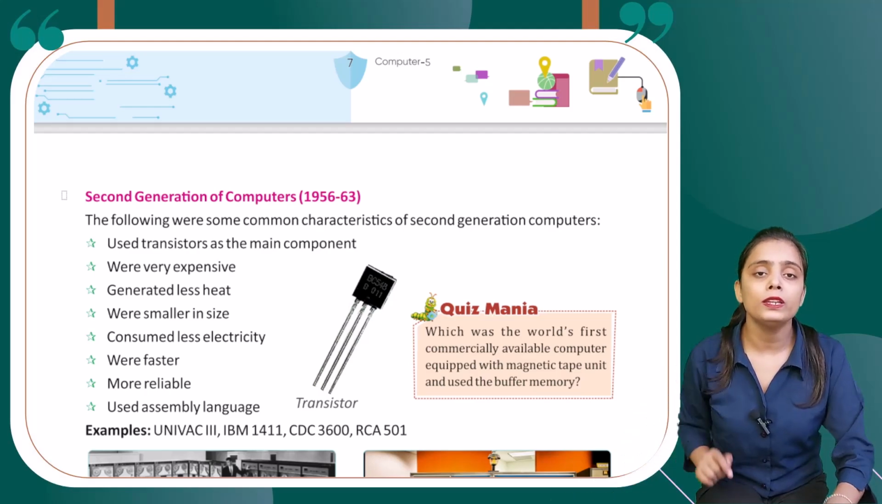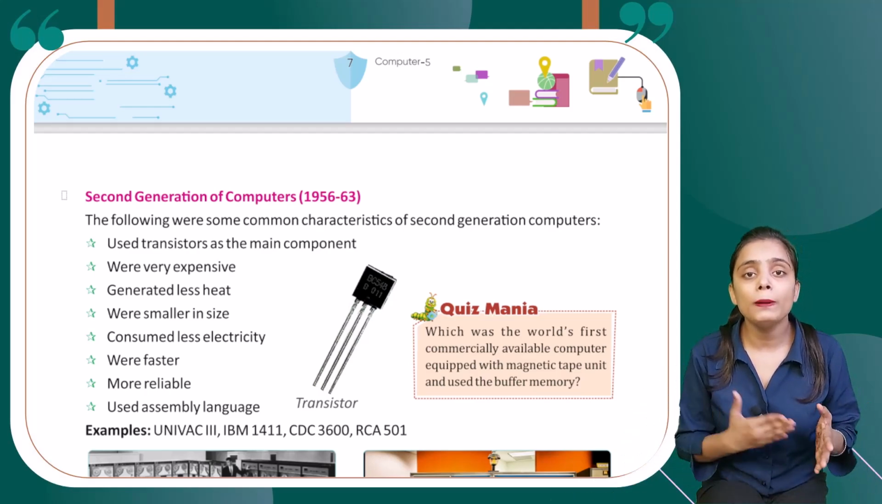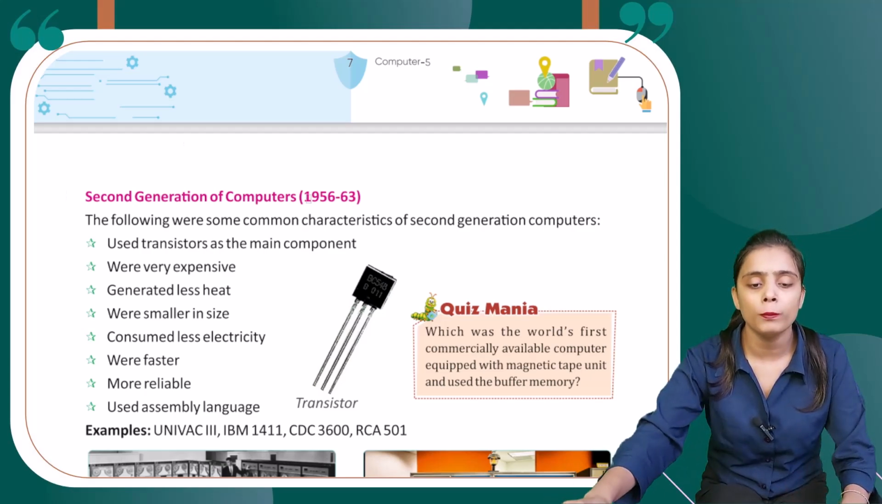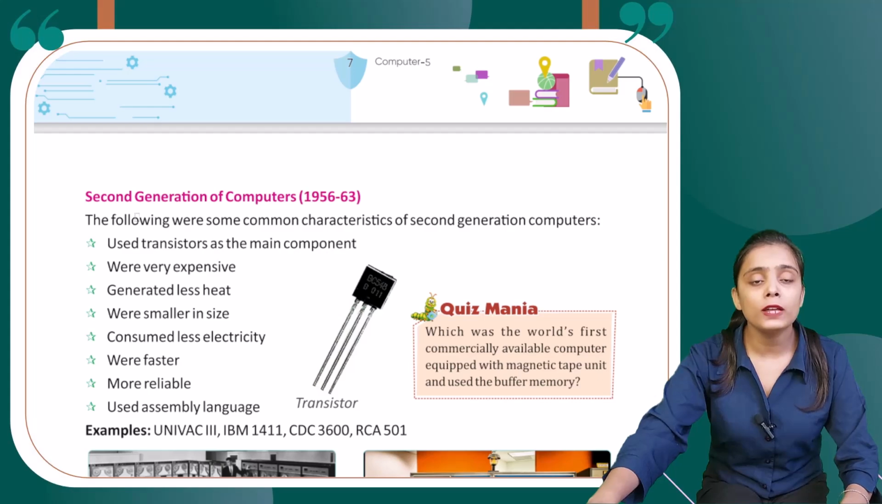Let me tell you one thing, generation to generation यहाँ पे improvement हुई है. Now we are going to see some improvement in the second generation of computer, and the time period was 1956 to 63. The following were some common characteristics of second generation computers. Used transistors as the main component.